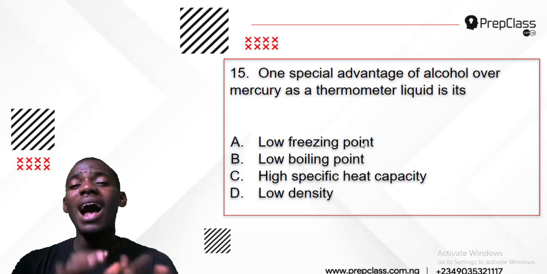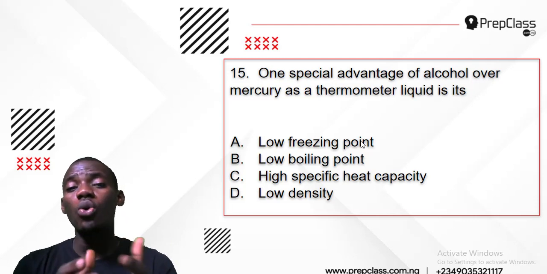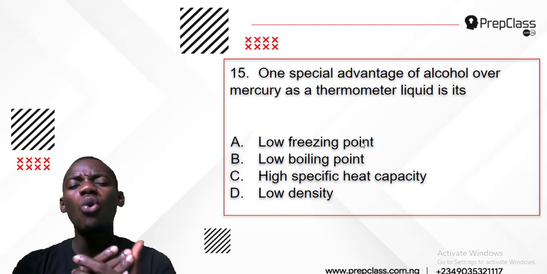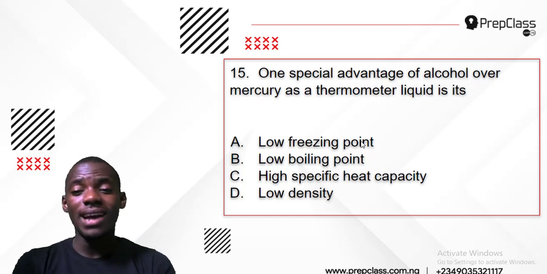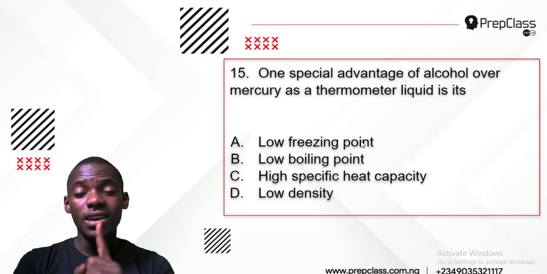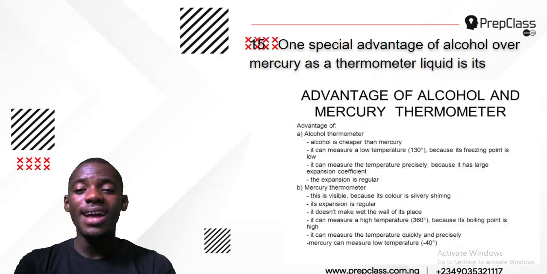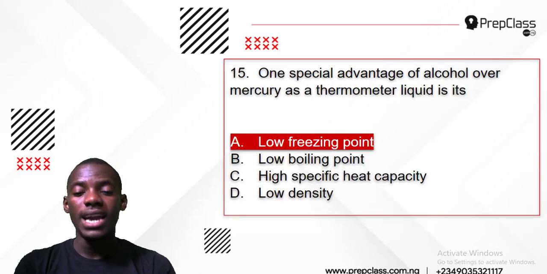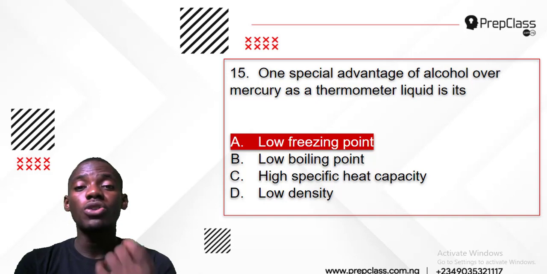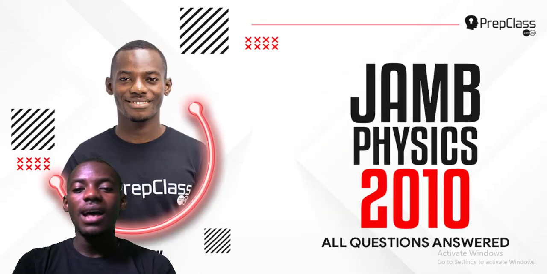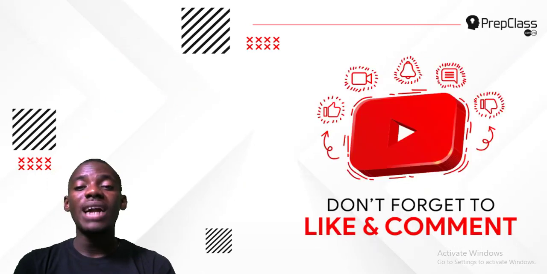Mercury does not have a very low freezing point, so it cannot measure very low temperature. So alcohol is the material that can help measure very low temperature, and therefore the answer is simply option A. It has a low freezing point, making it able to measure extremely low temperature. And that brings us to the end of this session.